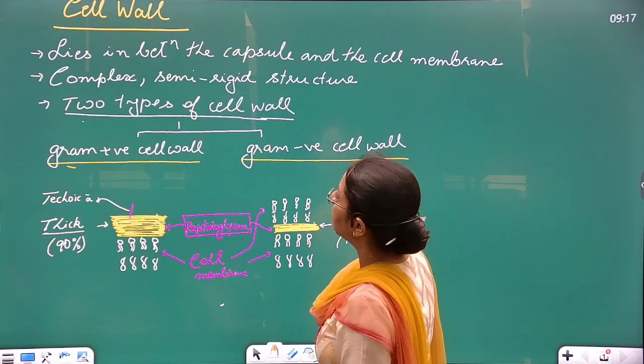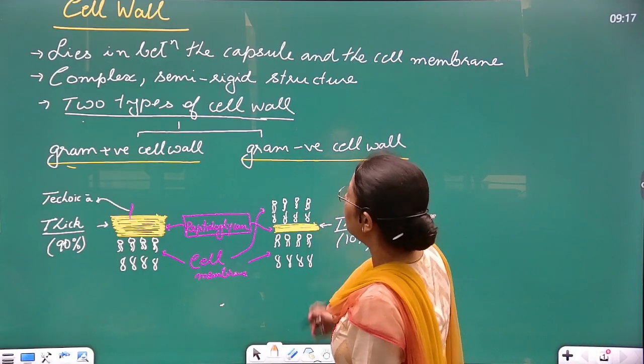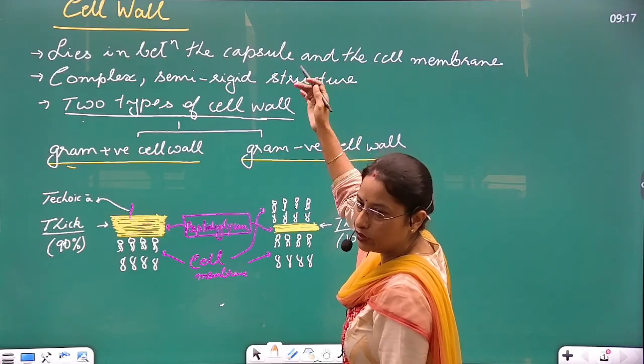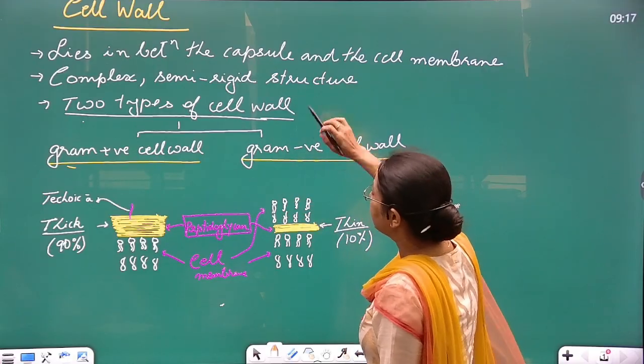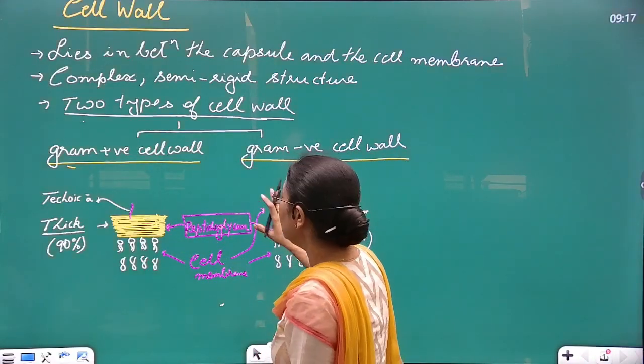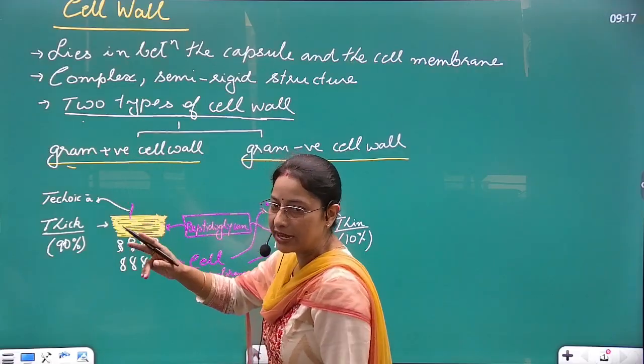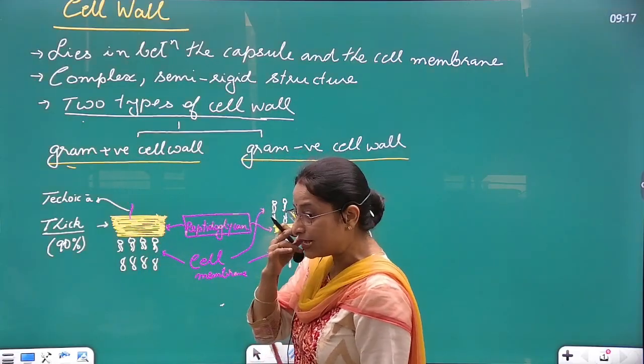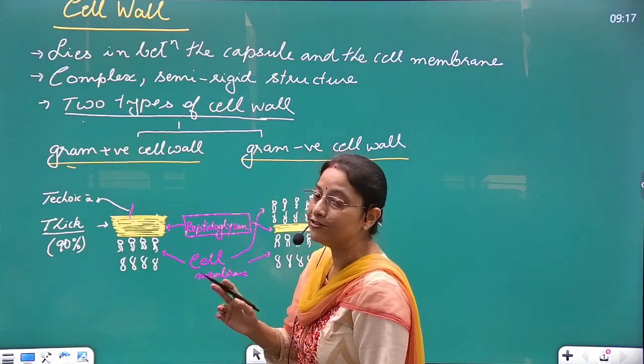Okay, so we are writing some information about the cell wall. This is one piece of information that you all know. We know the position of the cell wall, right? It's a complex semi-rigid structure. In bacteria, we see two types of cell wall. That is, we see two types of bacteria, gram-positive and gram-negative. So the cell wall of gram-positive and gram-negative differs, right?